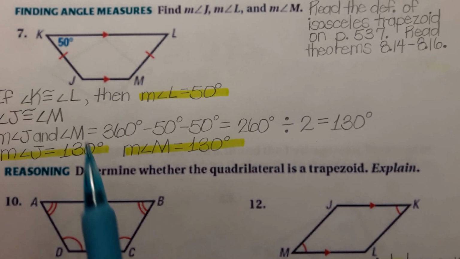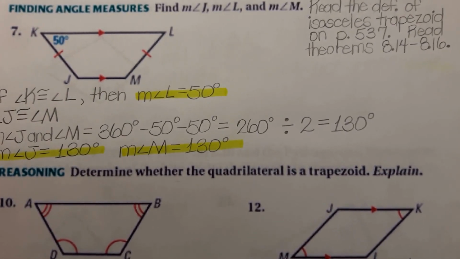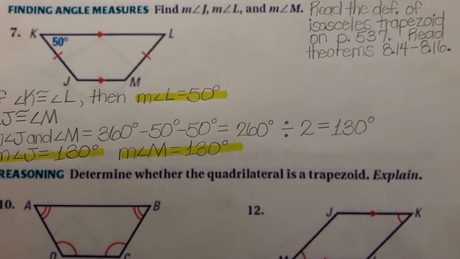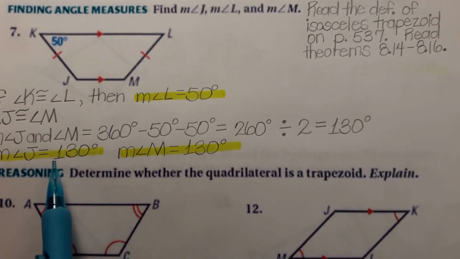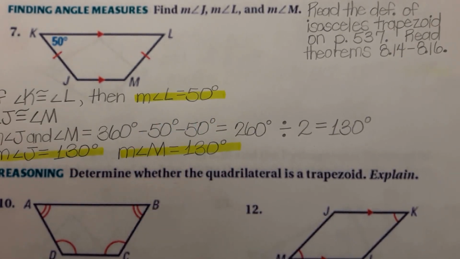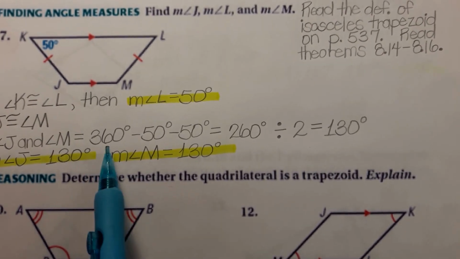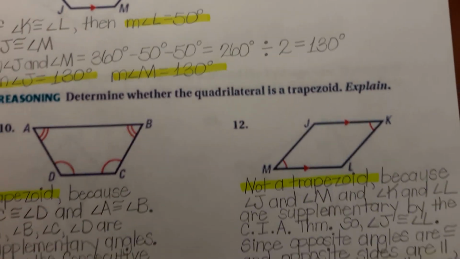I also know that J and M are supposed to be congruent. Since they're congruent, which is equal, I divide by 2 to get 130 degrees. So my measure of angle J and angle M is 130 and L is 50. Now I can double check that by adding all the angles up and they should equal 360 degrees.